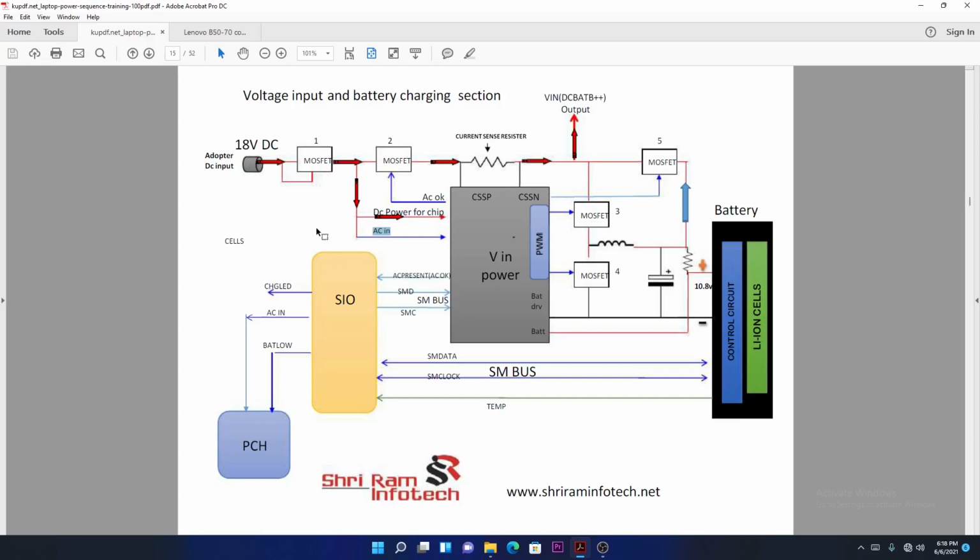We will have the signal AC in. What else? We will have ACOK. ACOK is going out to allow this MOSFET to turn on. ACOK means AC is okay, then the power can pass through. Signals coming out of the charging chip: we have CSSP, the current sensor input, and CSSN, the current sensor output.